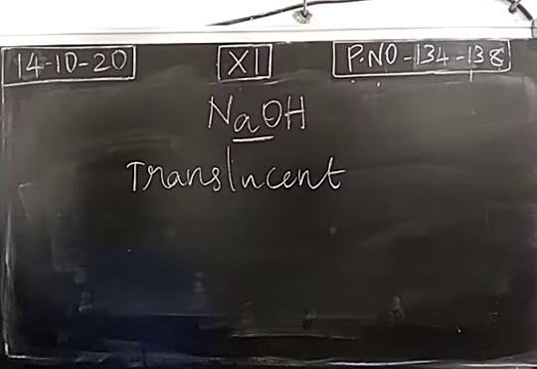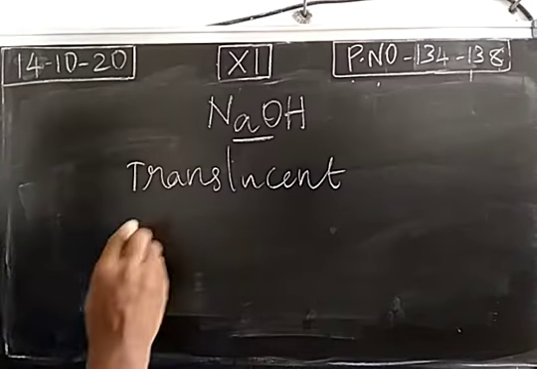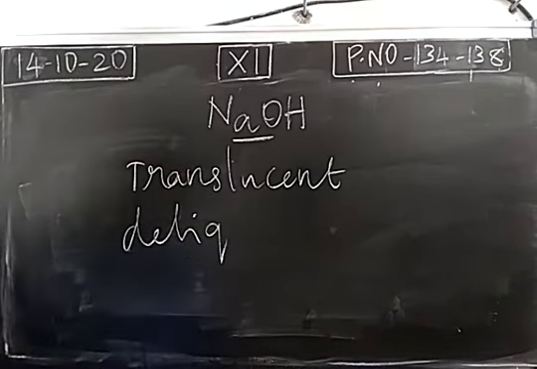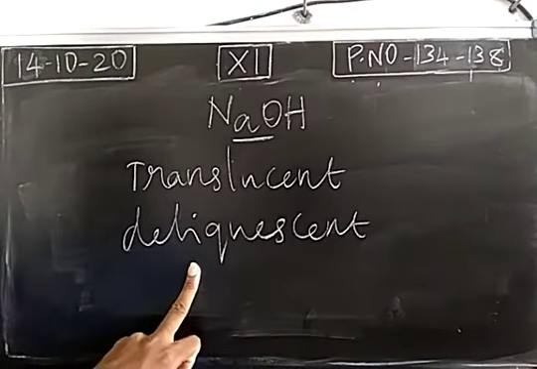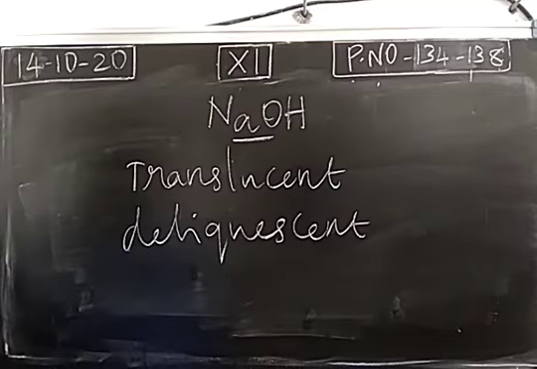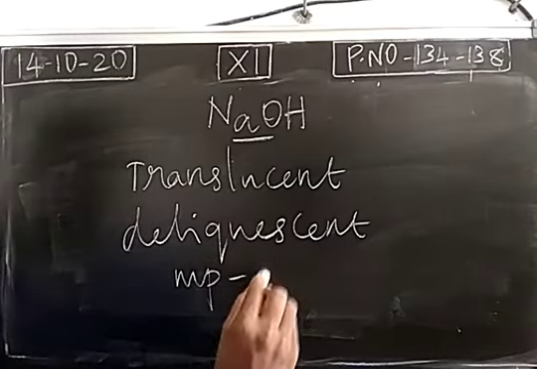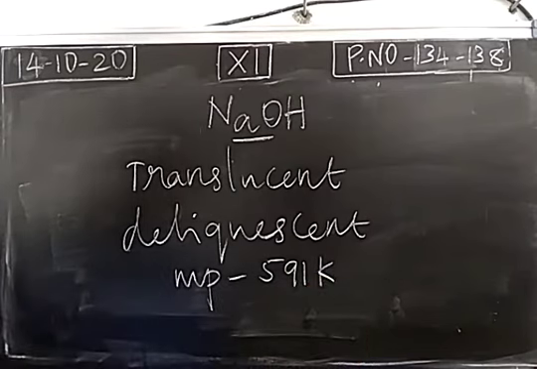So in laboratory we use sodium hydroxide pellets. If you are preparing a sodium hydroxide solution, the solution will not be a clear solution, right? So it is not transparent or opaque, it is translucent in nature and it is deliquescent in nature because it absorbs moisture easily. So sodium hydroxide can be dissolved easily in water and the reaction will be an exothermic reaction. So sodium hydroxide is a strong alkali, so basic in nature. Then sodium hydroxide has melting point 591 Kelvin.